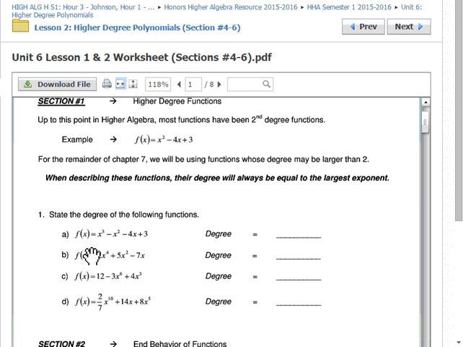Do you get to skip all of number 1? No. Even problems or even letters. So this is an even letter. You're going to do B and you're going to do D. Let's just do them really quick right now. What degree is it? Degree 4.